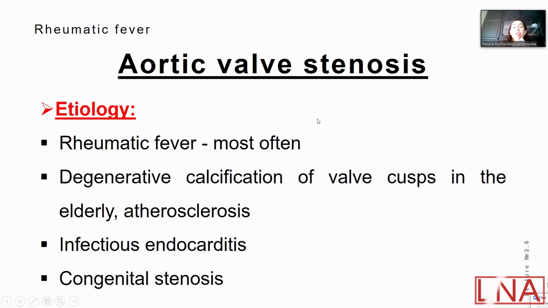Next damage is aortic valve stenosis. About etiology, first of all, it's rheumatic fever more often, degenerative calcification of the valve's cusps in the elderly with atherosclerosis, damaging of the cusps of the valve, infective endocarditis, and congenital stenosis.